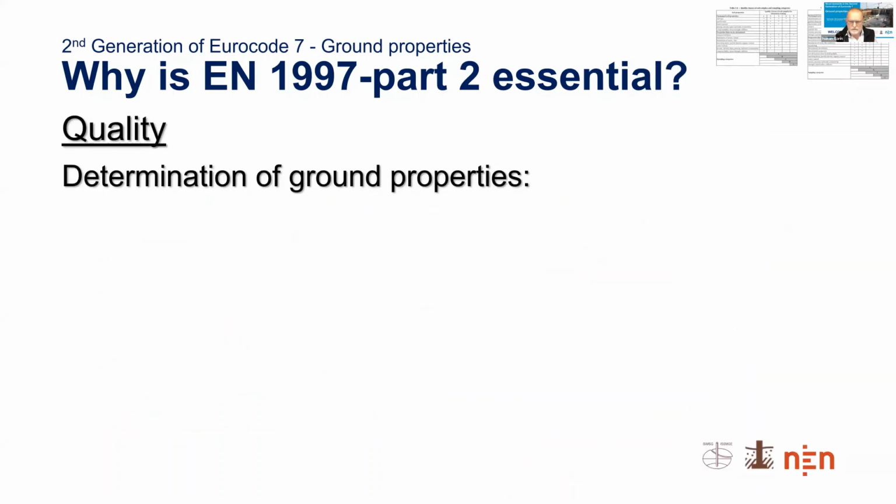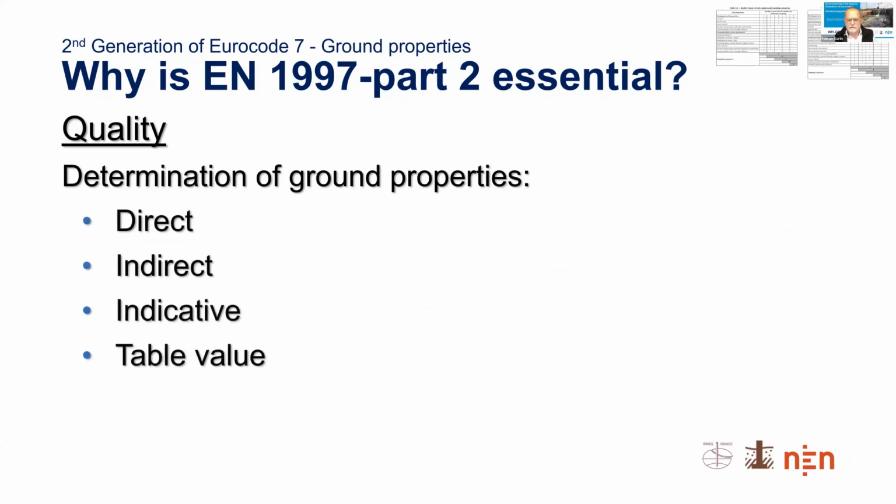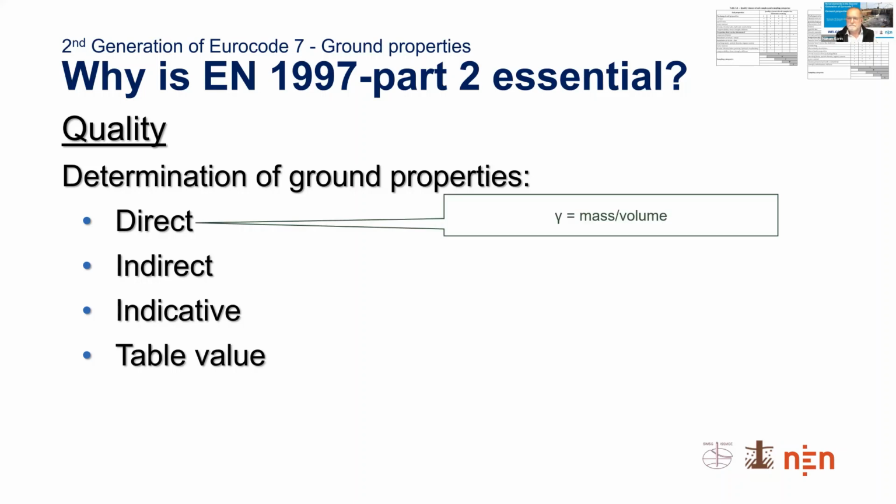Quality is also how we determine the ground properties, because ground properties, according to Eurocode 7 Part 2, can be determined direct, indirect, indicative value, and table value. And what's that? 4 different ways. It's also an indication of the quality of the information, because take, for example, density. If we have direct measurement, we measure the mass and we measure the volume. That's a direct determination of the density.